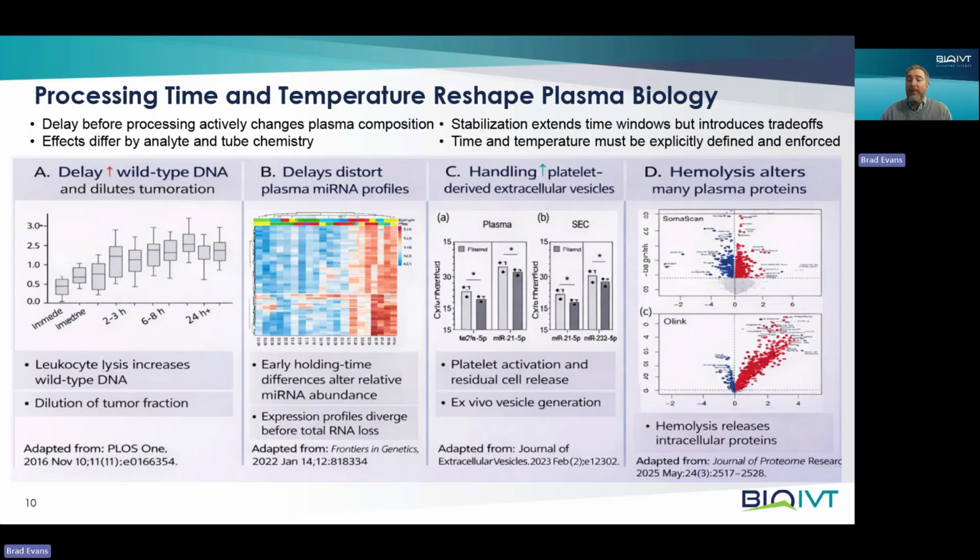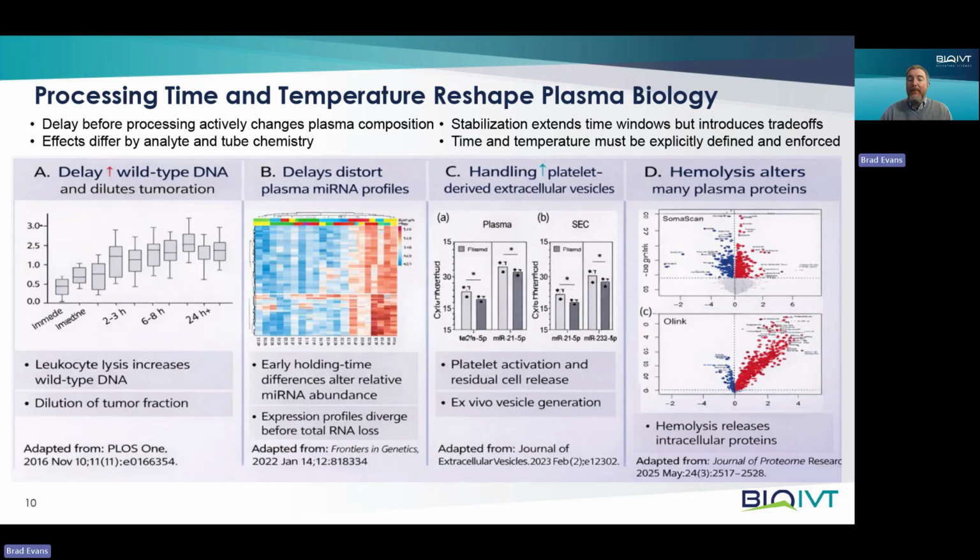That rise is not tumor biology changing in the tube. It reflects leukocyte disruption over time, releasing genomic DNA into the plasma. The practical consequence is dilution of the tumor fraction. So if you are measuring ctDNA at very low levels, processing delay directly reduces your ability to detect it.